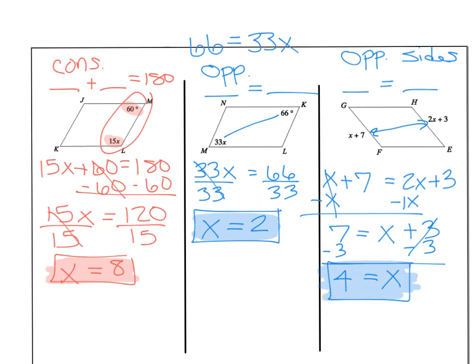Those are the 3 properties we're going to focus on here with our parallelograms. Again, consecutive angles, angles right next to each other, one right after the other, are supplementary, so equal to 180. Opposite angles are congruent to each other, and opposite sides are congruent to each other. For both of those, we take the values and set them equal to each other.